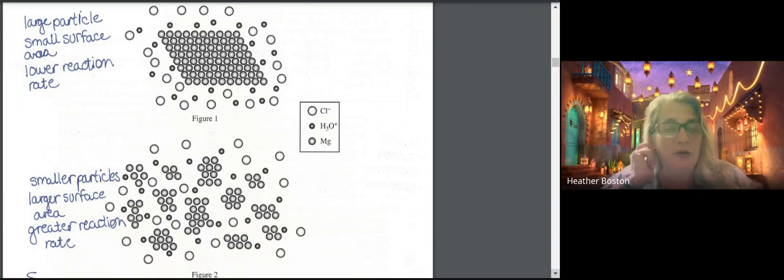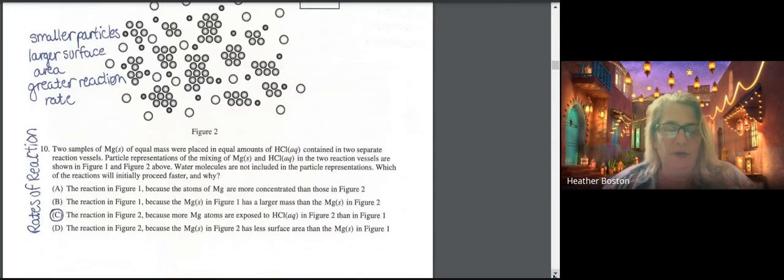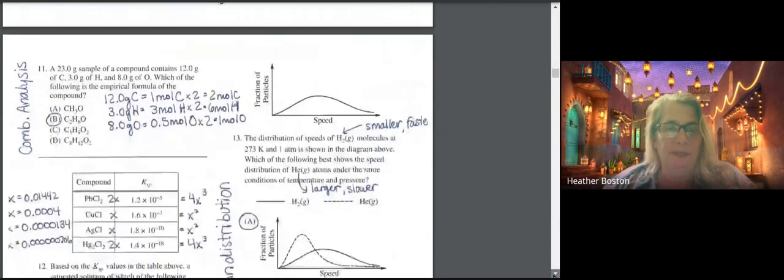You can convince yourself of that by counting the atoms on the outside in the two different pictures and comparing them. So the smaller the particle size, the larger the surface area, the greater the reaction rate. Large particles have small surface area and lower reaction rate. So the correct answer is C.